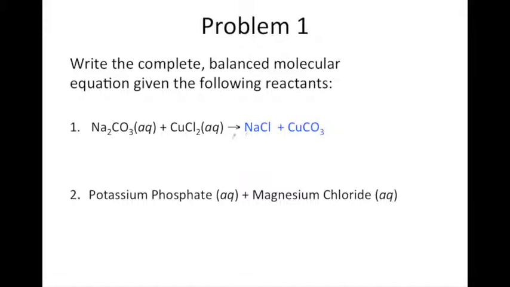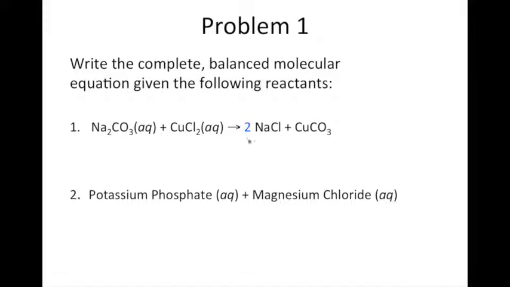Now the second step, I want to check to see if I need to write the correct formula, if I need to add any more subscripts so that the charges add up to 0. Sodium is +1, chloride's -1, so that's correct. So I don't need to write any subscripts there. In this case, the copper is a +2 and the carbonate's a -2. So here I don't need to put any subscripts.